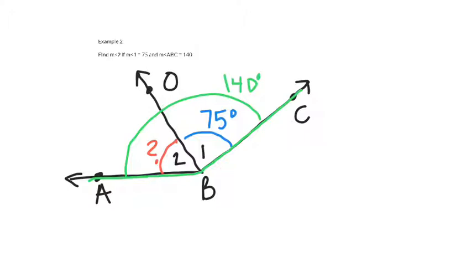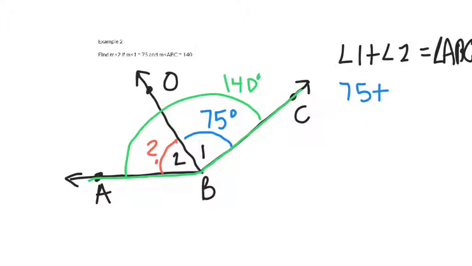Okay, so again, angle 1 plus angle 2 would give us angle ABC, the whole thing. Angle 1 is 75. Angle 2, we don't know. And angle ABC is 140. So I can't just straight up add everything every time, because 75 plus 140 is not going to be the answer. It's supposed to be the two small angles add to give you the big angle. Well, I don't have both small angles. I have the big angle and one of the small angles.